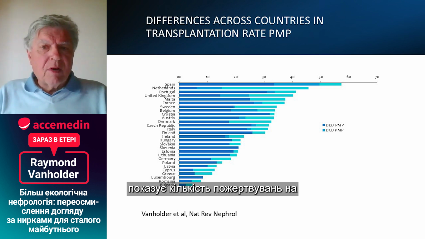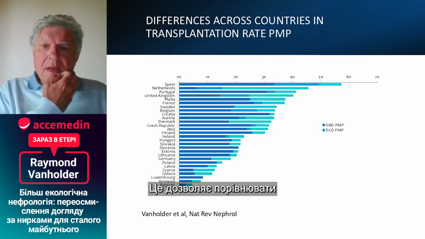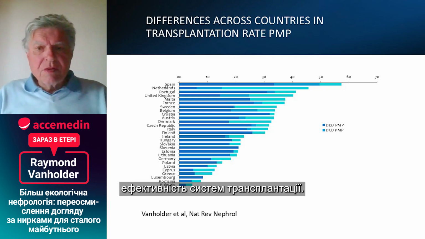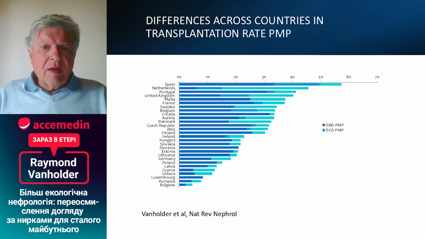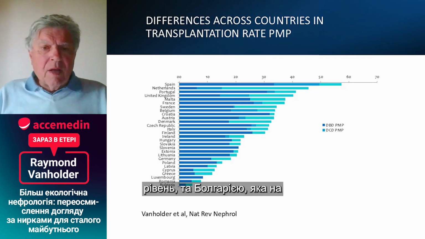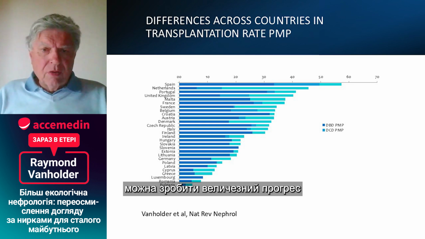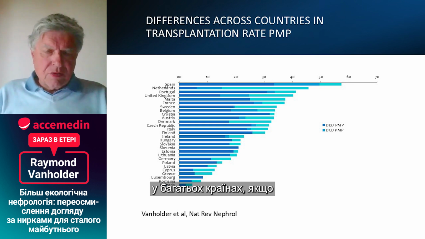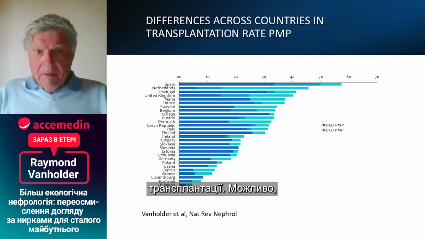The length of each bar is indicating the number of donations per million people in a year in a given country. And as you can see, between Spain, which is the highest level, and Bulgaria at the bottom, which is the lowest level, there is a more than tenfold difference in donations. So there could be a huge catch up in many countries if they bring their transplantation rate higher.